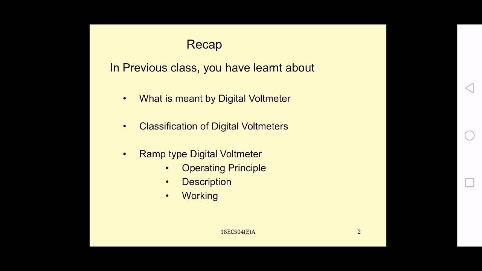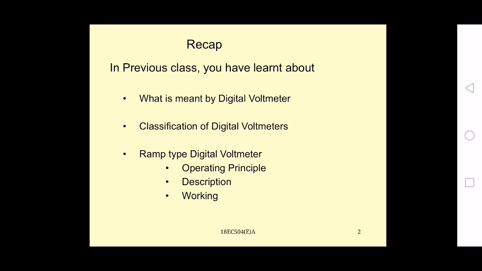In that case, we are testing either the positive going ramp or the negative going ramp, that is positive slope ramp or negative slope ramp. In the class we took the example of a negative slope ramp, where as time increases the ramp signal decreases, and we continuously compare this ramp voltage with the input voltage. Whenever both of them coincide, we start a pulse through a gate.